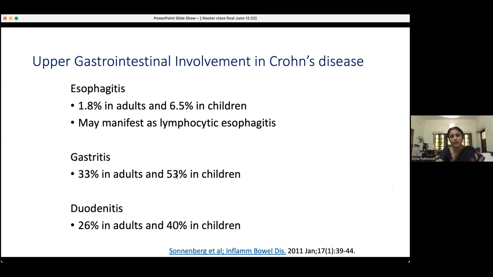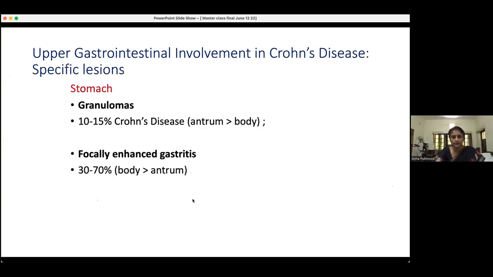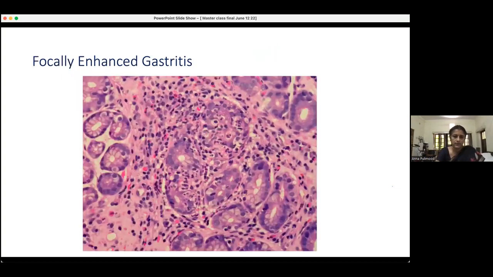Gastritis and esophagitis are more common in children due to Crohn's disease than in adults. In the stomach, you see granulomas more in the antrum than in the body. And focally enhanced gastritis is a classical feature of Crohn's disease in gastric biopsies. This is an image of focally enhanced gastritis.